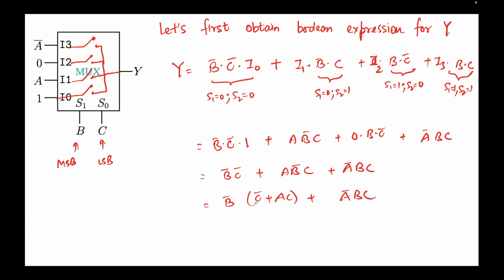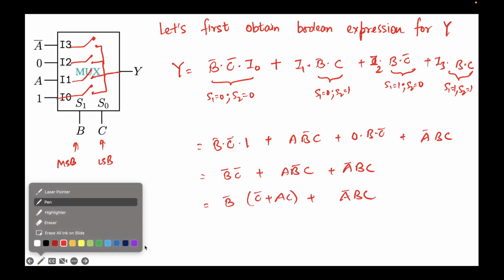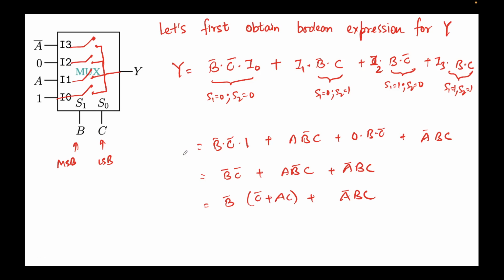Now we have seen this form F plus GH before. Using a different pen, we saw that X we are not using. Okay, let's not use X here, it will get confusing. So we have seen that F plus GH can be written as (F plus G) times (F plus H).